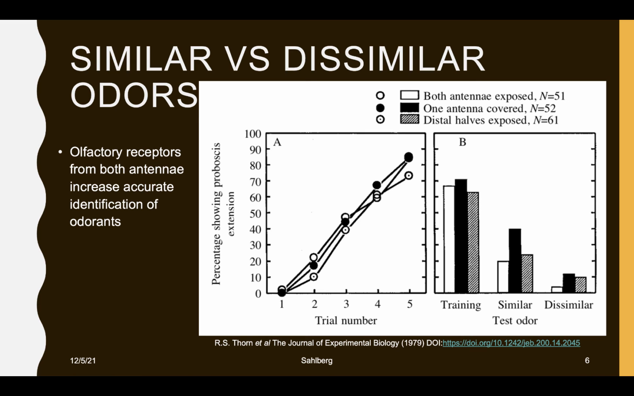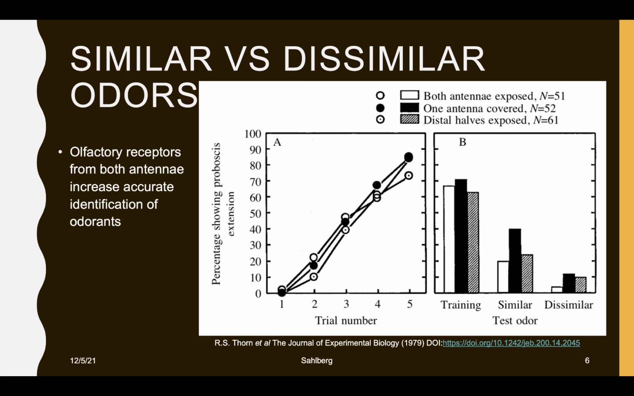Each of the groups were then exposed to the training odor 1-hexanol, a similar odor being 1-octanol, and a dissimilar odor being geraniol. As expected, when exposed to the conditioned odorant, the bees exhibited the highest percentage of proboscis extension, and there was no significant difference between any of the groups.